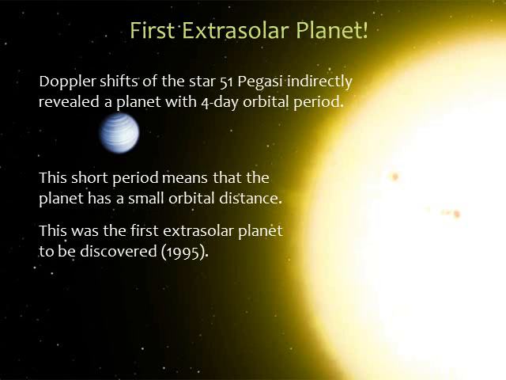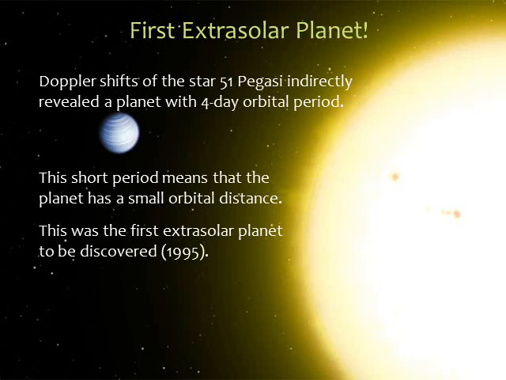The Doppler method was used for the first discovery of an extrasolar planet around a sun-like star in 1995. The Doppler shift of the star 51 Pegasi indirectly revealed a planet with a 4-day orbital period. This short period means that the planet orbits very close to the star, about 1/8 of Mercury's orbital distance from the Sun. This figure is an artist's impression of 51 Pegasi and its planet.